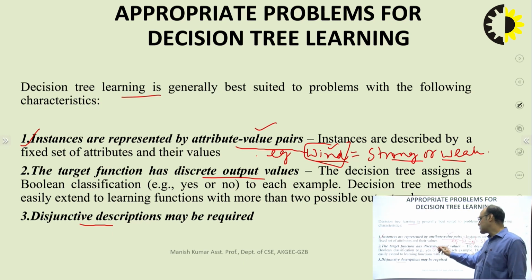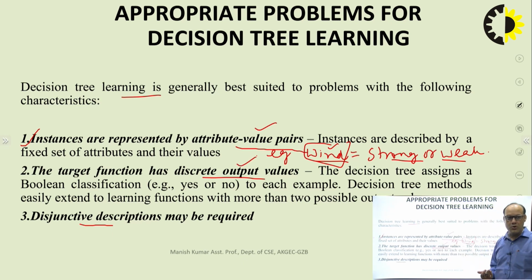So when the target function has a discrete value, meaning 0 and 1, yes or no, then we can represent it with the help of a decision tree, right? Because in a tree we have a left child and a right child, that is, there are two options, right and left. It means discrete output values. Third is, disjunctive description may be required.